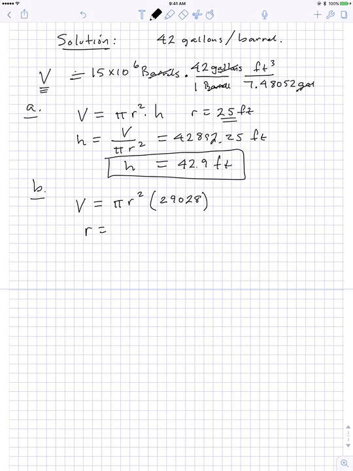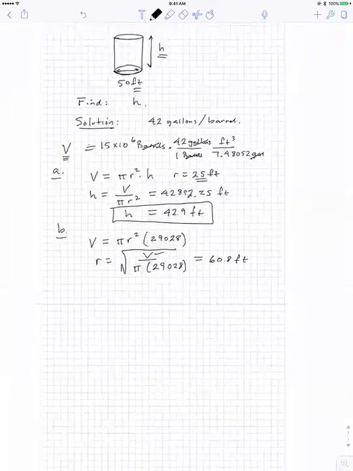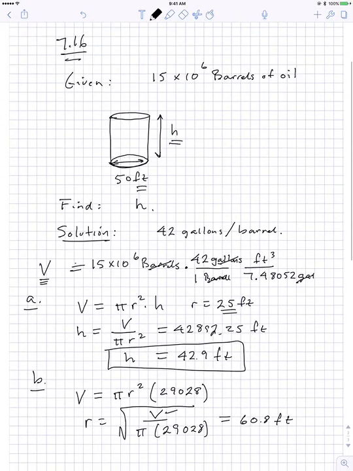So r would be the square root of V divided by pi divided by 29,028. V we knew from the previous step. We plug that in, and we get an r value to 3 significant places of 60.8 feet. So there's the solution to problem 7.16.